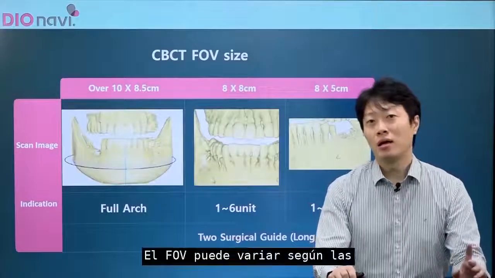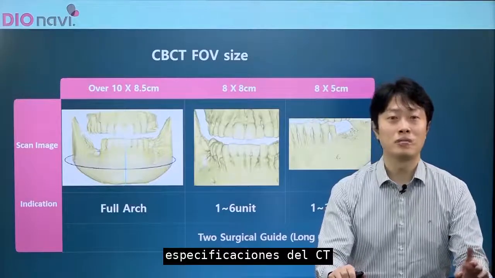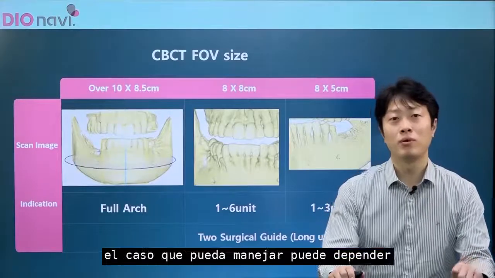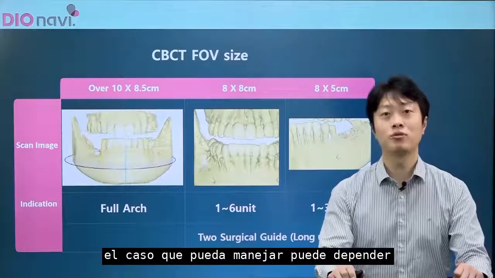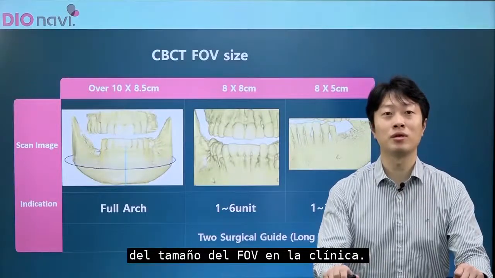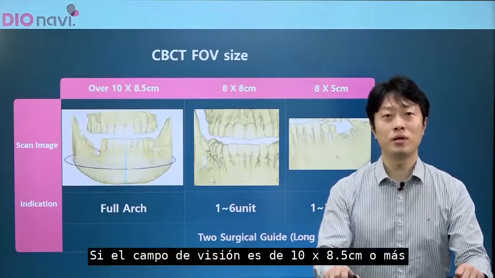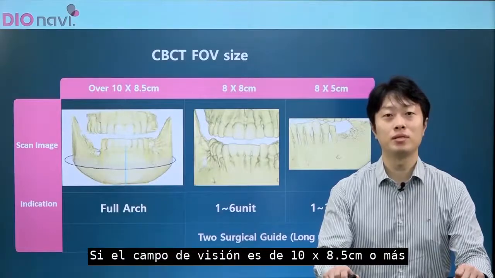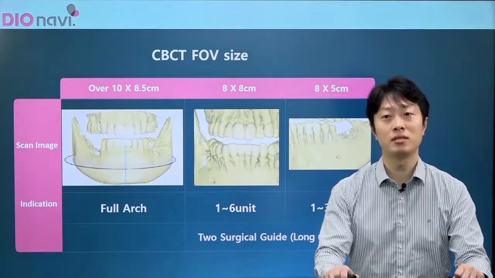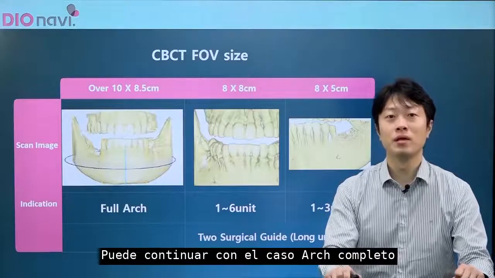The FOV may vary depending on the CT specifications. The cases you can handle may depend on the size of FOV in the clinic. If the FOV is 10 by 8.5 centimeters or more, you can proceed with the full arch case.